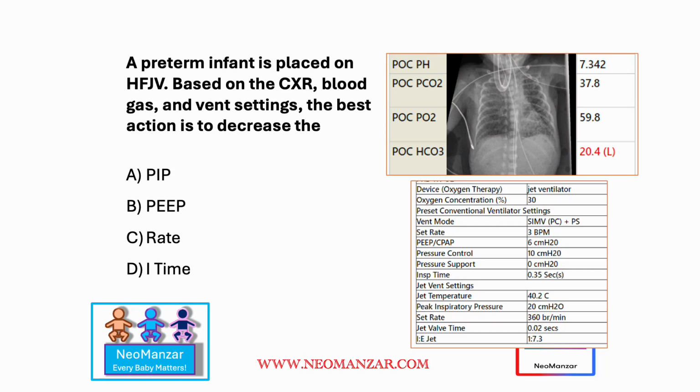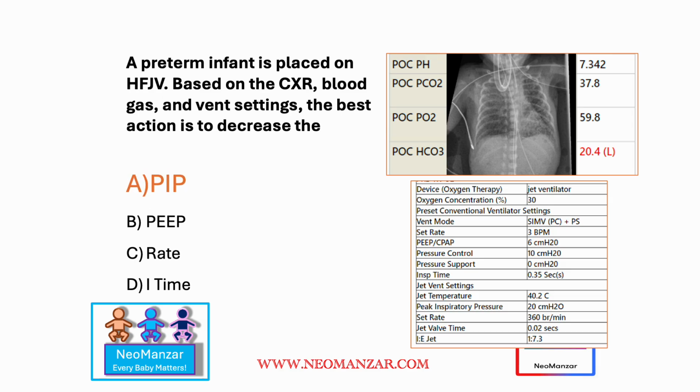So here we have a preterm infant who is placed on a high frequency jet ventilator. Based on the chest x-ray, blood gas and ventilatory settings, the best action is to decrease the... so what do you guys think is the correct choice here? The correct choice here is decreasing the peak inspiratory pressure.